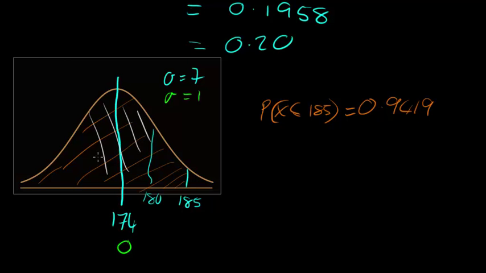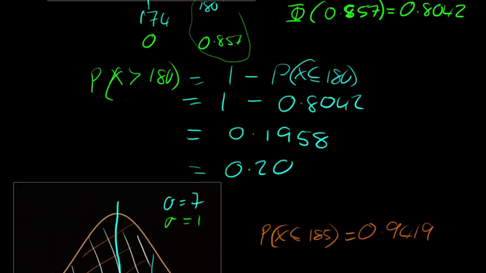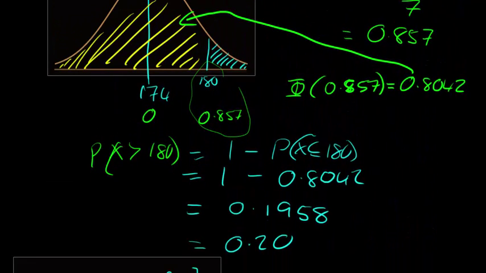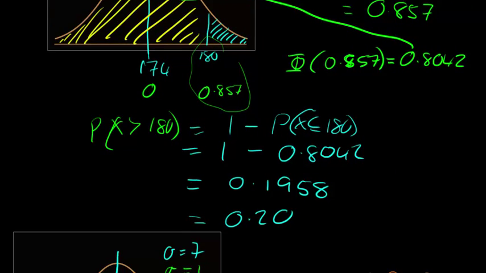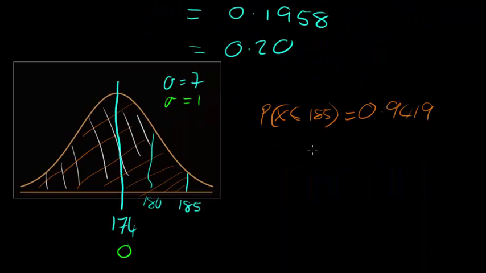Then the bit in white is the probability of being less than 180, which is that area there, and in the previous part, the probability of less than 180 was 0.8042. That's the probability that x is less than or equal to 180.